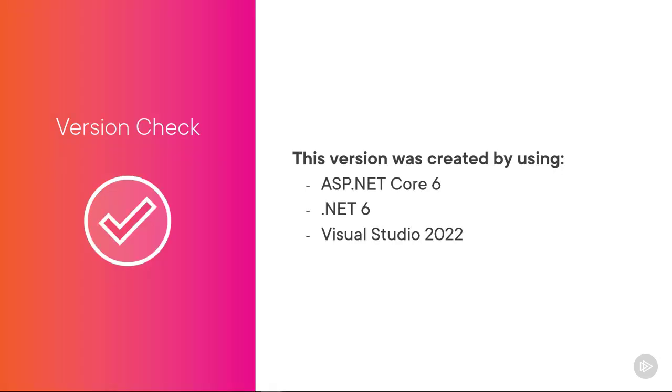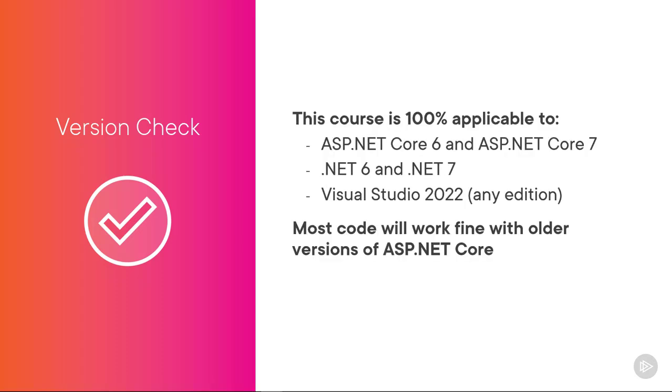This course was created using ASP.NET Core 6, which at the time of the recording of this course is the latest version. ASP.NET Core 6 is part of .NET 6, so under the covers, we are using that here too. I'm using Visual Studio 2022 for all demos throughout this course, since that is the only version that supports .NET 6 and ASP.NET Core 6. I'll show you how to get this later in this module. All code and samples will work perfectly fine if you're using the same version that I'm using.